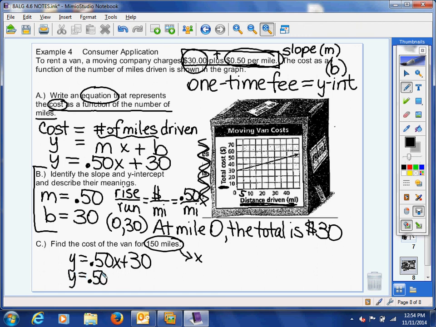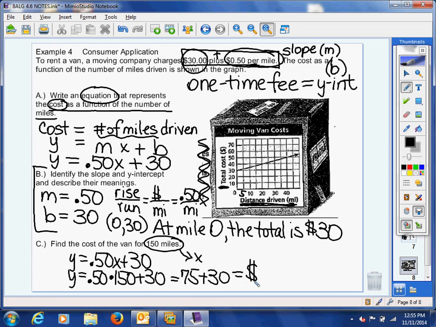So we've got 0.50 times 150 plus 30. Now remember, 50 cents is half a dollar, right? So we're going to take half of 150. So in your calculator, type in 0.50 times 150. And that's, of course, 75. And then add 75 and 30 together. Still got to pay that $30 one-time fee.